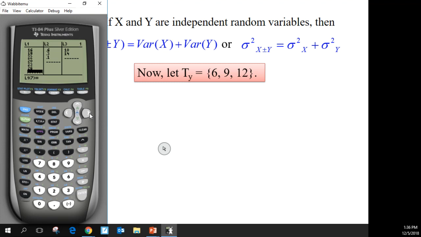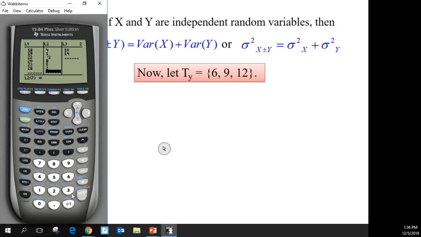Now let's try if we subtract them. We go over here to L2. We'll put those in here. 10 minus 6, that's 4. 10 minus 9, that's 1. 10 minus 12, that's negative 2. Then we had 14 minus 6, that gives us 8. 14 minus 9, that gives us 5. 14 minus 12, that gives us 2.